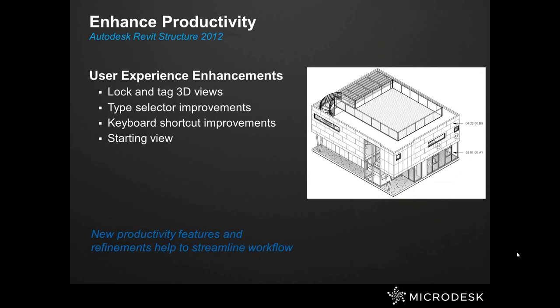The type selector has been improved to make access easier. You can now change the element type using the type selector tool while in sketch mode. Also, you can add the type selector to the Modify tab by right-clicking on the type selector in the Properties palette and selecting Add to Ribbon Modify tab.